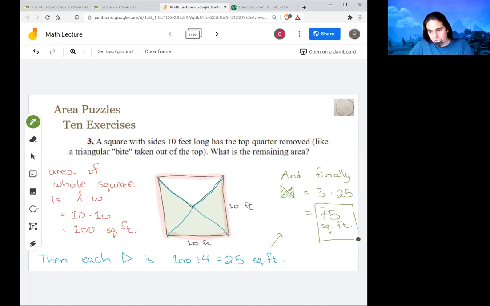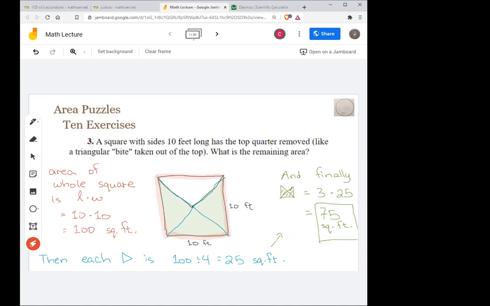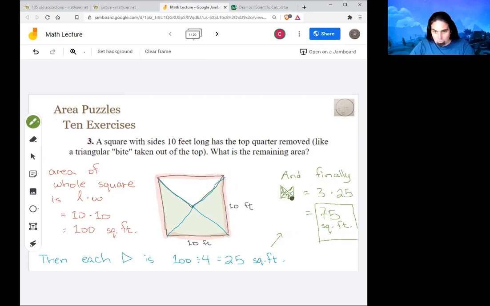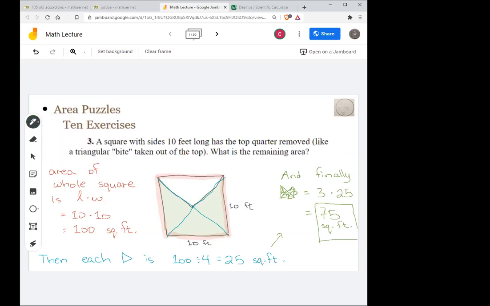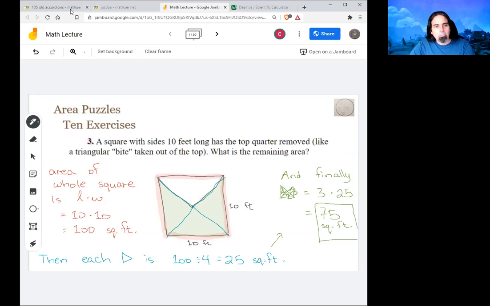That's a lot faster than trying to do 1/2 base times height and subtracting and stuff. Questions about that one? I'm good. Good here, thank you. Everyone happy with why there's 3 of them? 1, 2, 3. Yeah. Okay.